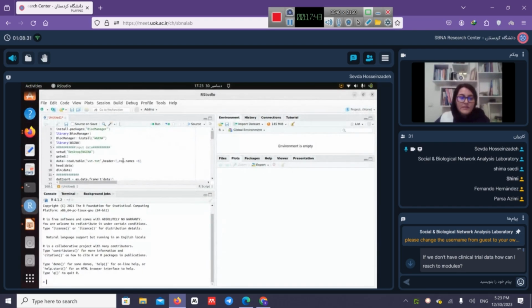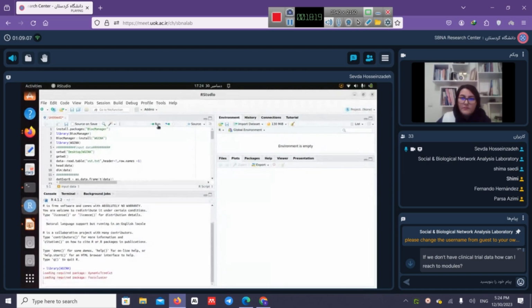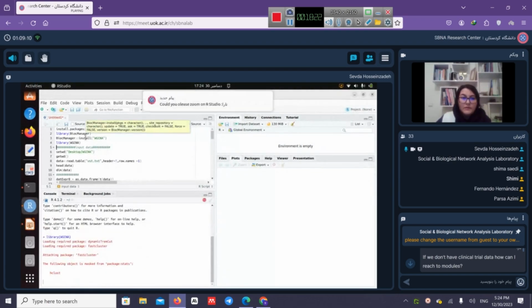Okay, at first step we have to install the WGCNA package. We know WGCNA is based on BiocManager, and therefore for installing it we have to use the BiocManager install code. If you haven't installed BiocManager, you can install it with install.packages BiocManager, and then load it with library BiocManager. After installing WGCNA, you can load it with library WGCNA. I installed that before, therefore today I don't want to repeat it.